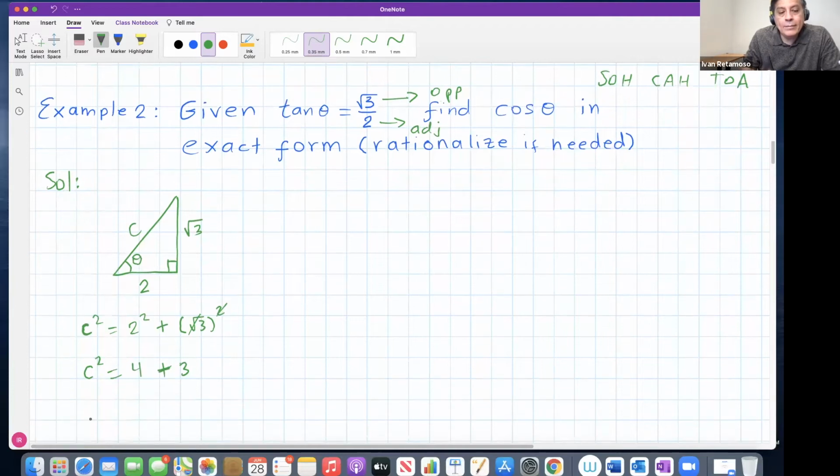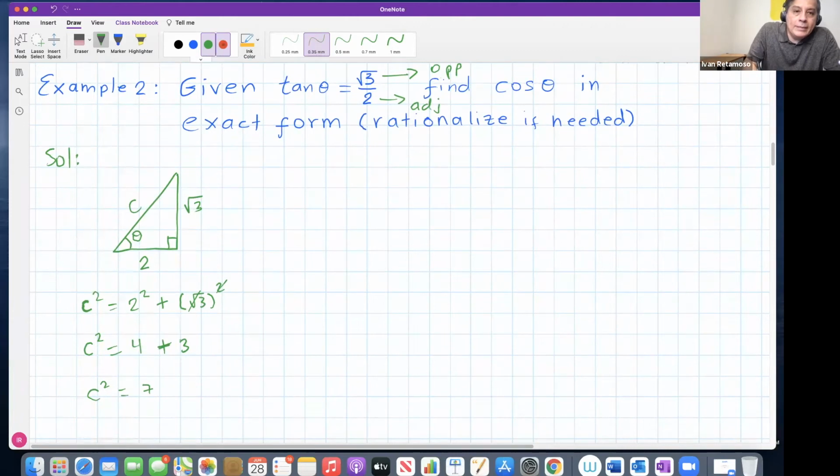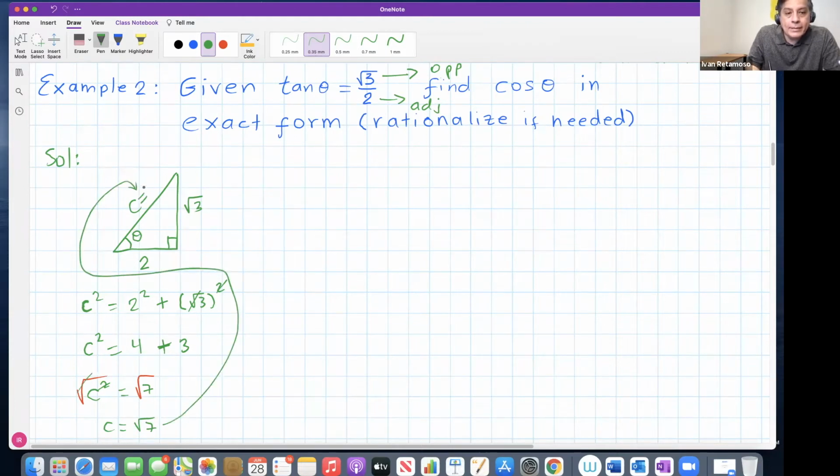And 4 plus 3, believe it or not, guys, is just 7. So since it's just 7, when you take square roots on both sides, C will be equal to the square root of 7, right? The square root of 7. Yeah, this cancels with this. Very good. So this square root of 7 is what you should write here. Equal square root of 7. Great. We completed the triangle, right?